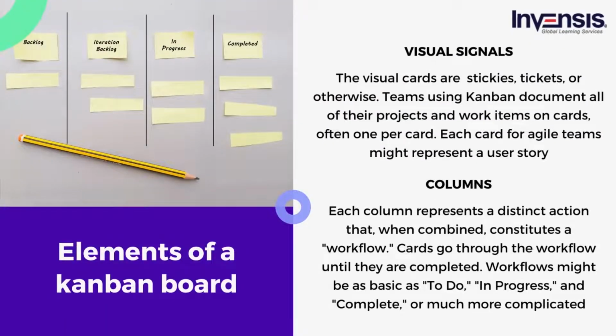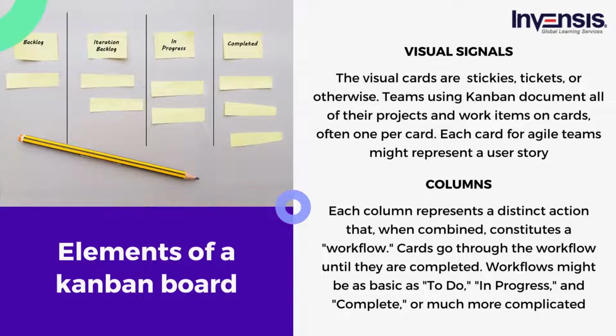Visual signals. The visual cards are one of the first things you'll notice about a Kanban board, like stickies, tickets, or otherwise. Teams using Kanban document all of their projects and work items on cards, often one per card. Each card for Agile teams might represent a user story. Once shown on the whiteboard, these visual elements assist colleagues and stakeholders in easily understanding what the team is currently working on.